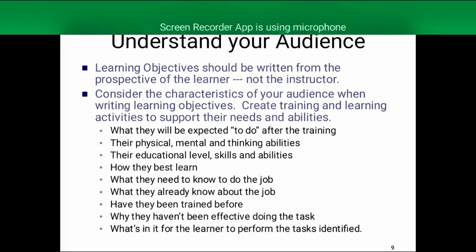Consider what they will be expected to do after the training, their physical, mental, and thinking abilities, their educational level, skills and abilities, how they best learn, what they need to know to do the job, what they already know about the job, whether they have been trained before, why they haven't been effective doing the task, and what's in it for the learner to perform the tasks identified.